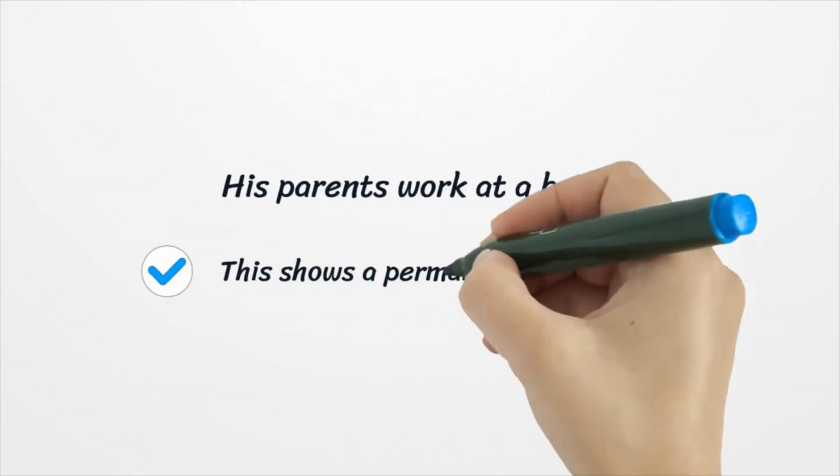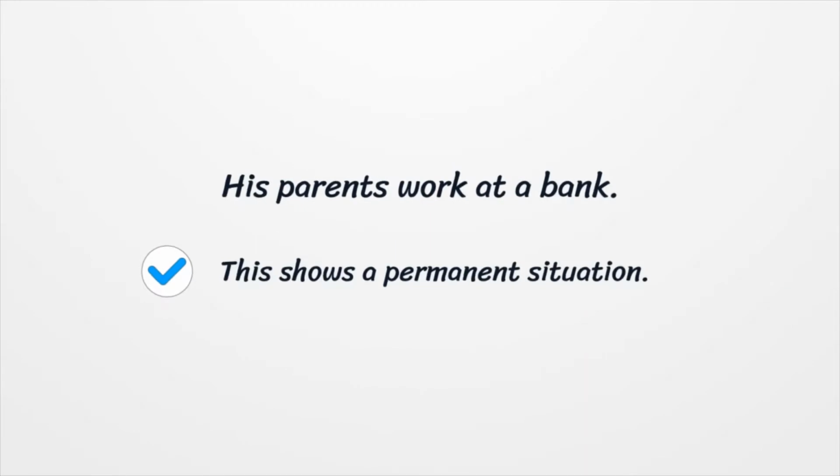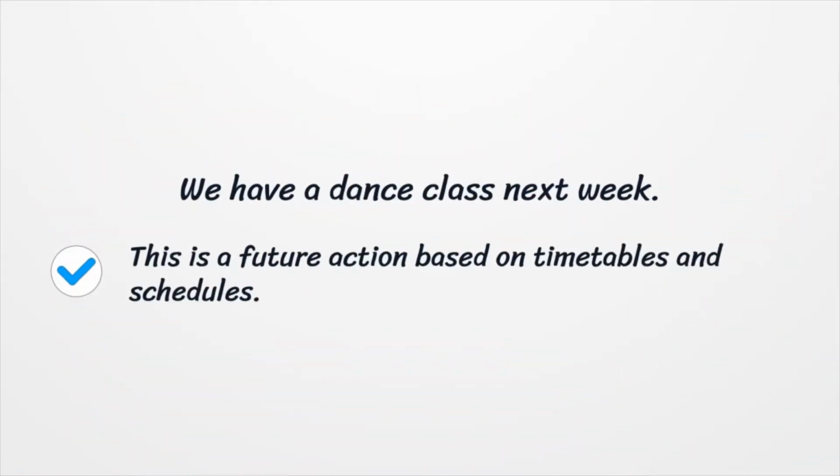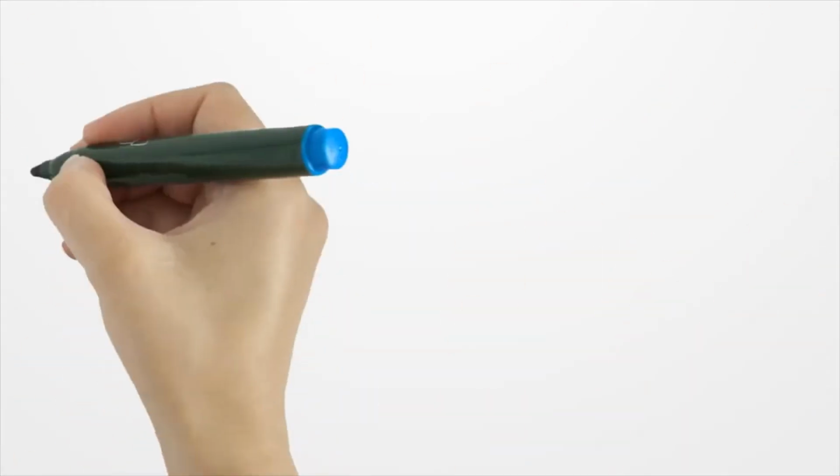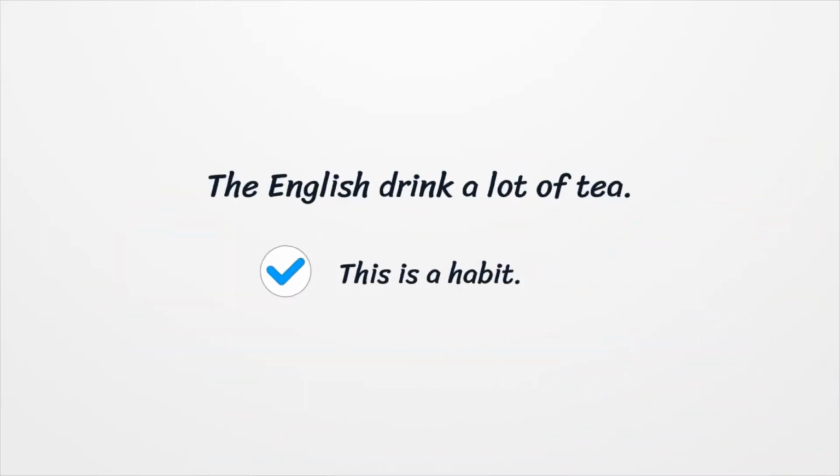Number 2. His parents work at a bank. This shows a permanent situation. Number 3. We have a dance class next week. This is a future action based on timetables and schedules. Number 4. The English drink a lot of tea. This is a habit.